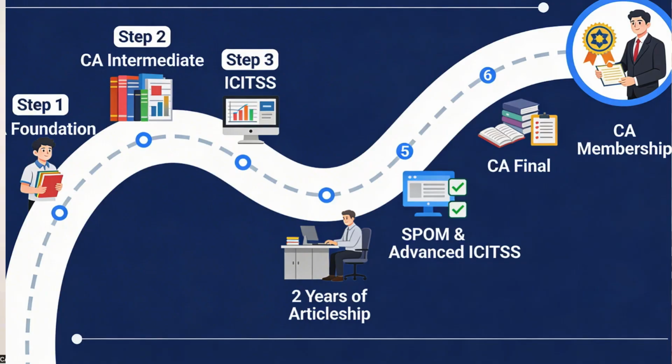First, you will enter the foundation, then intermediate. Third is your IT and soft skill training. Then you will complete your 2 years of articleship. After that, you have to complete your advanced IT training and soft skill, self-paced online module. Then you will appear in CA Final. And finally, you become a member of ICAI.